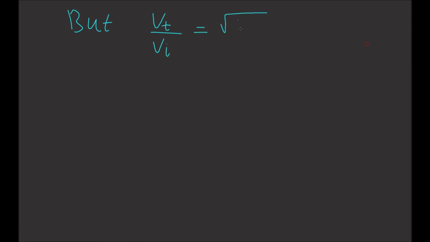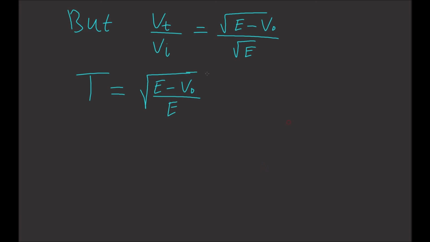the square root of e minus v naught divided by the square root of e. This is from the earlier equation. I'm going to put the video number and the equation number in the annotation in this video. So we know that T is equal to the square root of e minus v naught divided by e times f over a modulus squared.